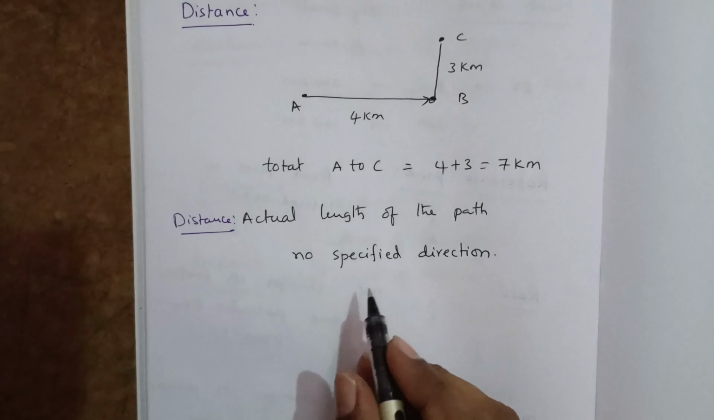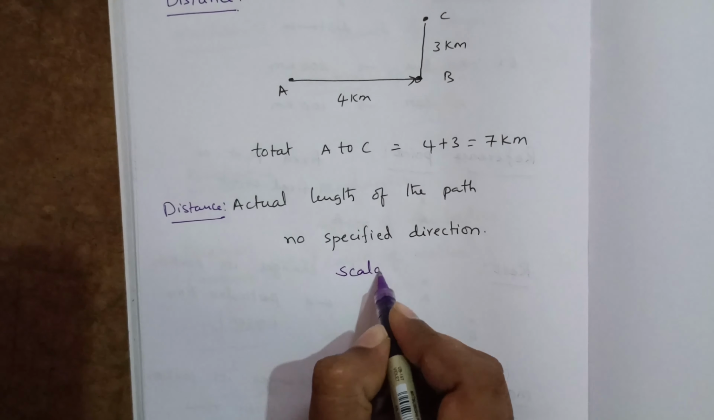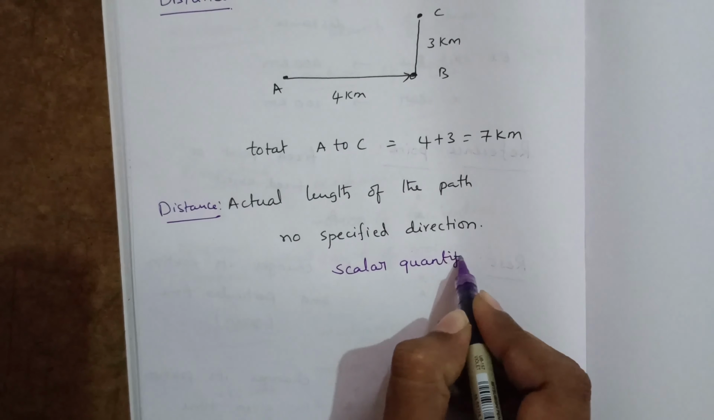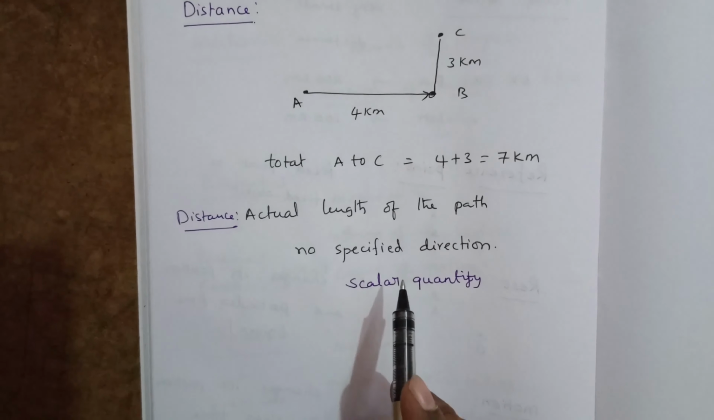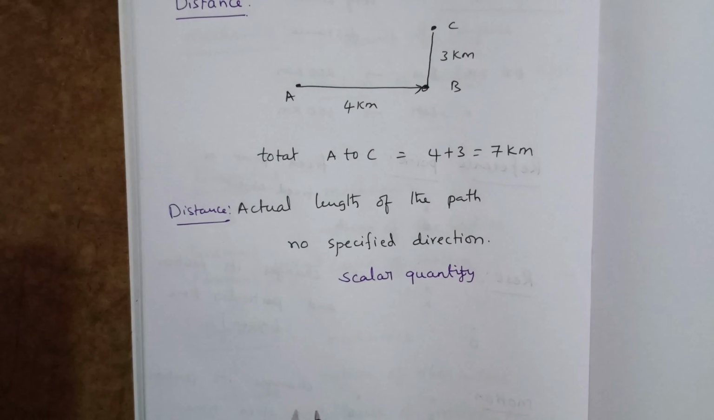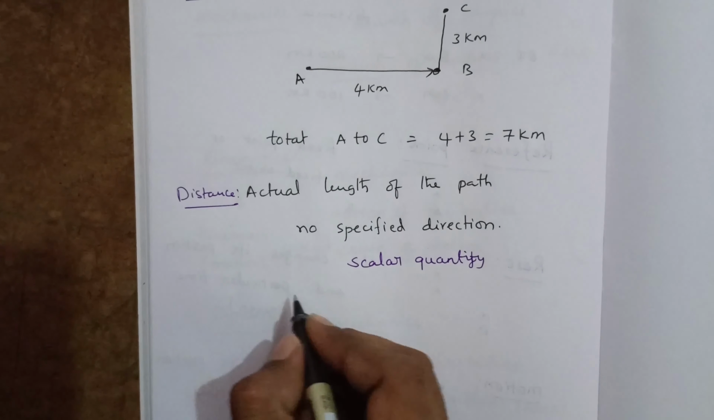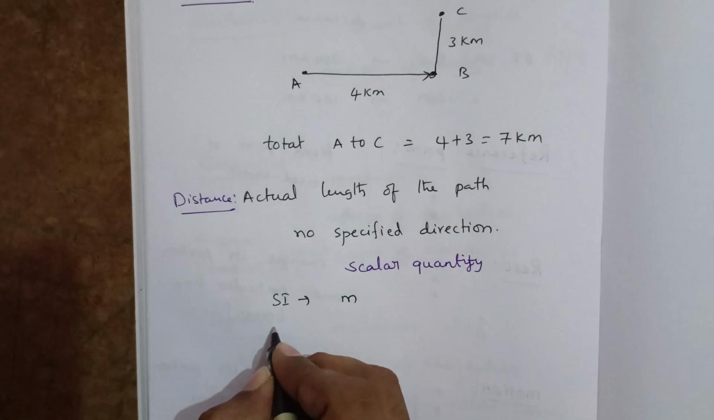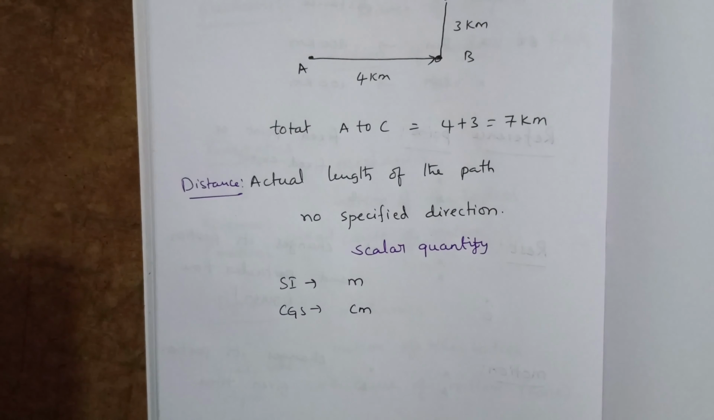So distance is a scalar quantity. Why a scalar quantity? Because it does not have any specified direction. In SI units, distance can be measured in meters, and in CGS units, it can be measured in centimeters.